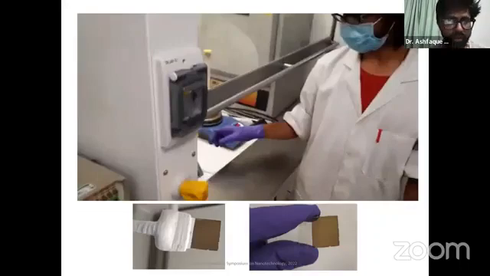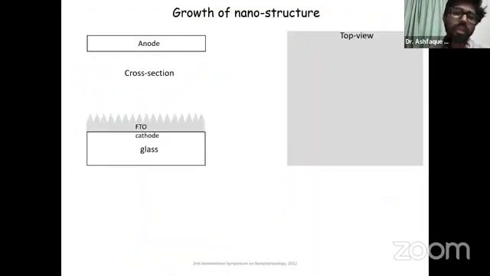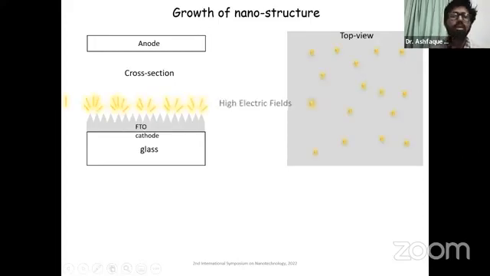Just by supplying a voltage, we see deposition on the FTO layer. And the nanostructure that forms on it depends on the FTO layer, because even if it looks like a smooth surface, there are actually peaks there, and a high electric field gets created when the electric connection is given.